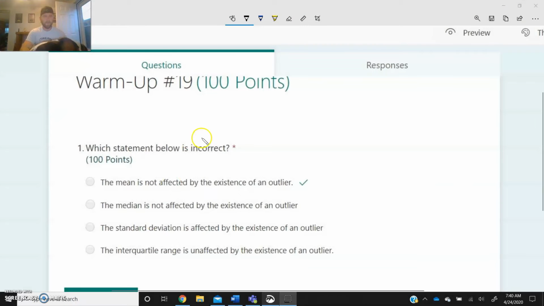All right, looking at warm up number 19. Which statement below is incorrect? Pretty much this is just knowing the different terms, different definitions. They will address this. The first one says the mean is not affected by the existence of an outlier. Well, you have to remember an outlier is a number that's way off.